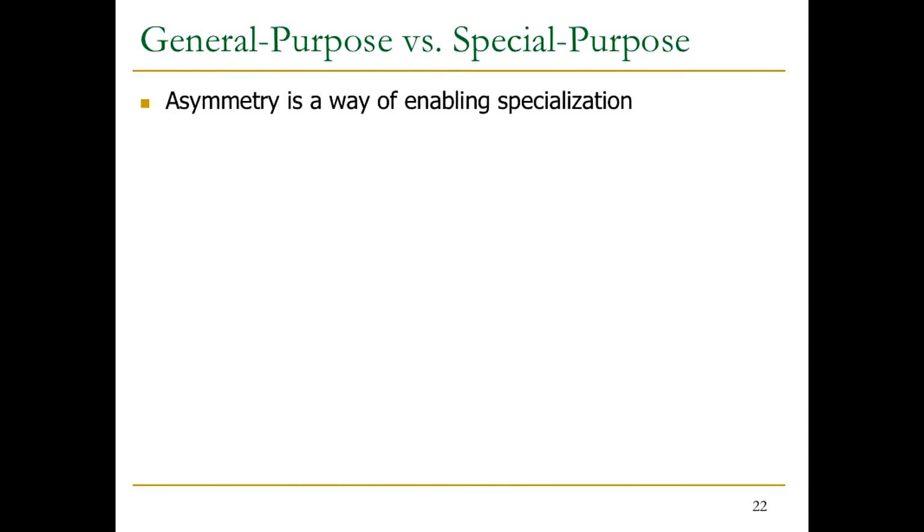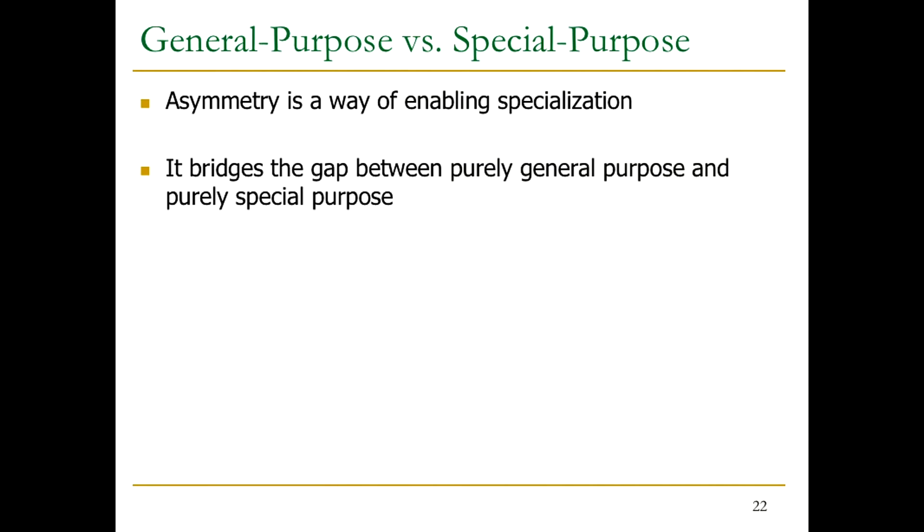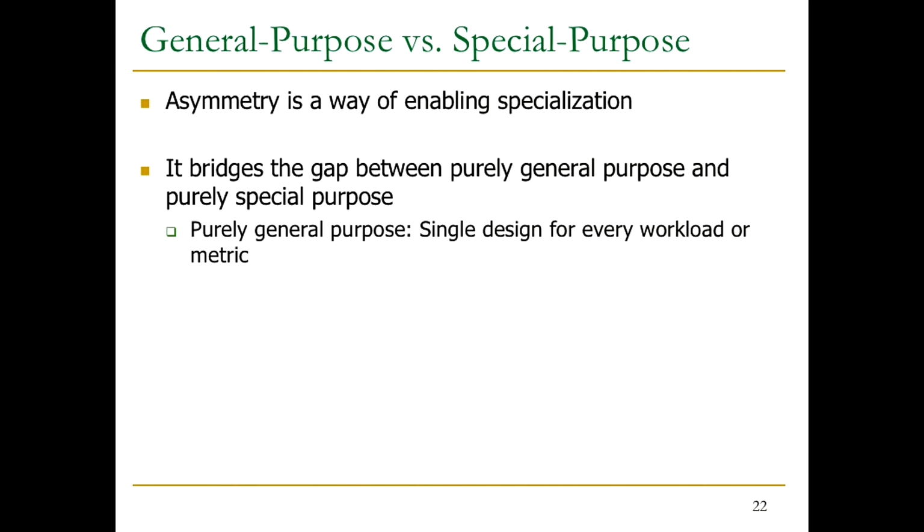Okay, so another way of looking at this is really general purpose versus special purpose. Asymmetry is a way of enabling specialization. It really bridges the gap between purely general purpose and purely special purpose. If you have a purely general purpose processor, you have a single design for every workload or metric, and you want to optimize that design for hopefully average performance across all of those.